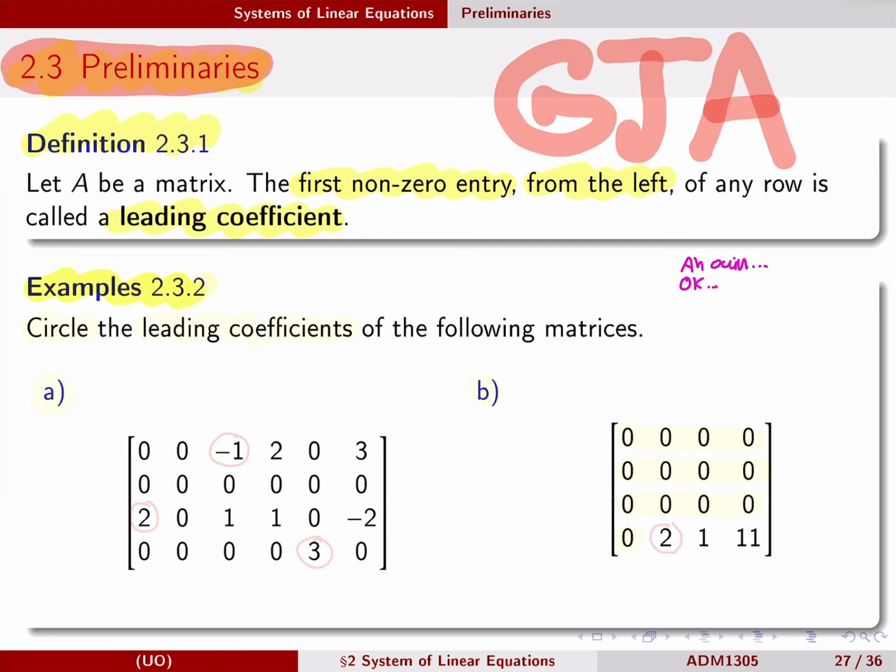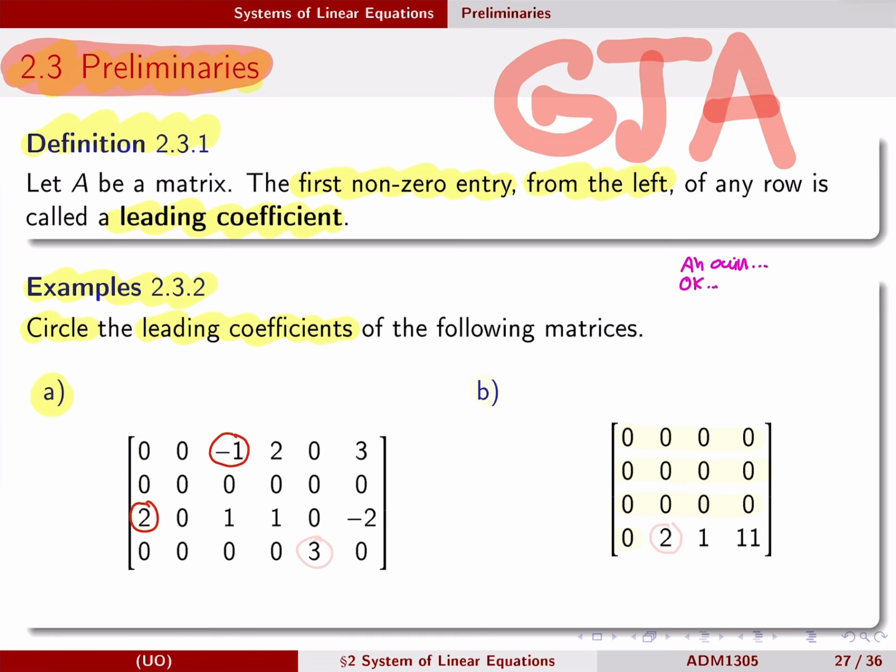So let's just do some examples very, very quickly. Let's circle together the leading coefficients of the following matrices. For the first one, I'm trying to find the first non-zero entry. That's -1 here. So -1 is my first leading coefficient on my first row. On the second row, we have all zeros, so there's no leading coefficient. On the third row, right in the first column, we have a leading coefficient. And then you don't move further. There's only one leading coefficient, the first one that you find.